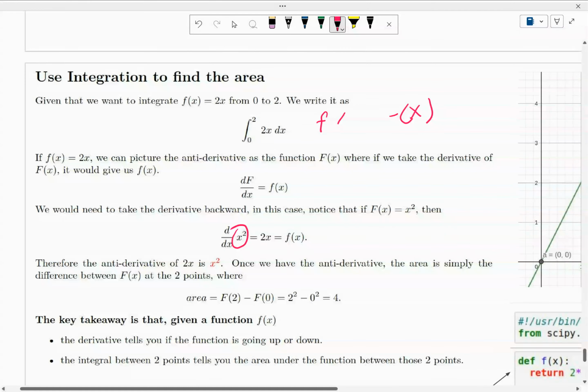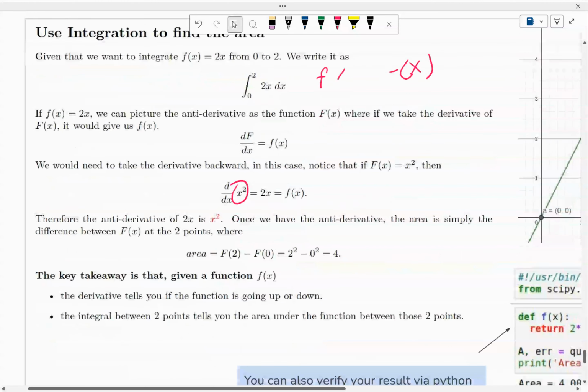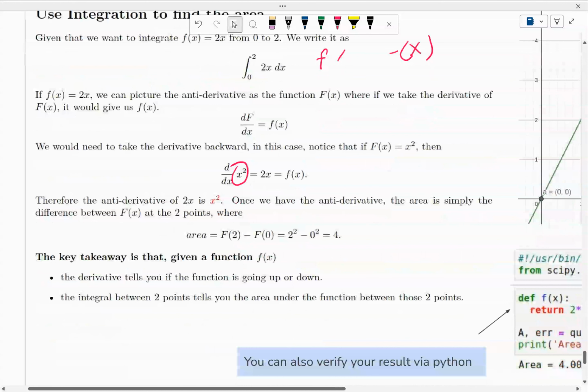After you take the derivative backwards, all you have to do to calculate the area is pick the 2 points, 2 and 0, and find the difference. That will give you the area. So take the derivative backwards, you get the capital F, and then you just plug in the 2 points you care about. And guess what? It did give us this exact same area of 4.